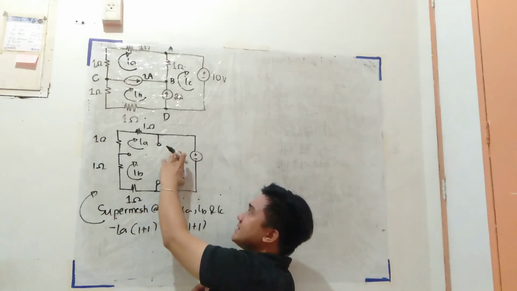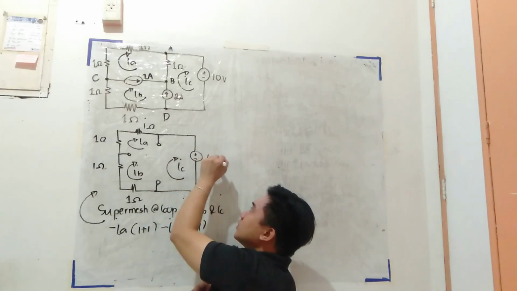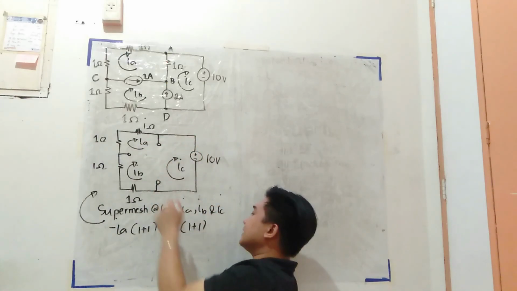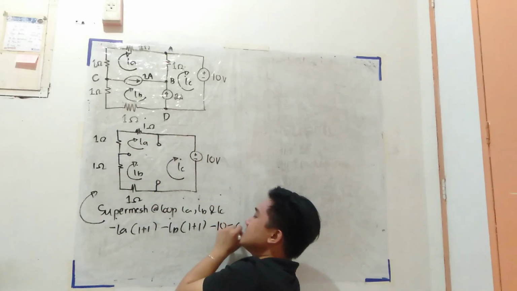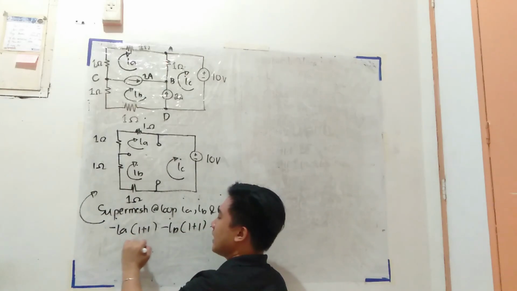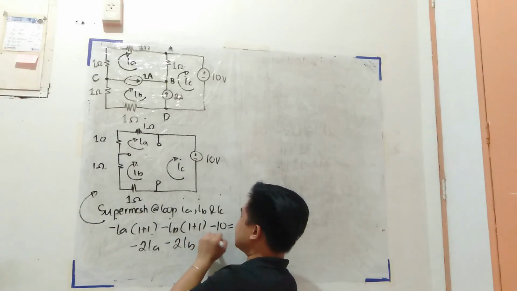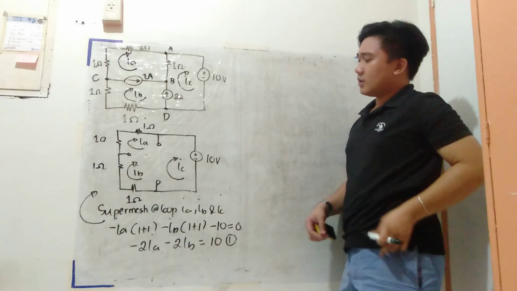Pagdating kay loop IC, wala kang ibang resistor doon. Ang meron ka lang ay voltage source. At sa pag-ikot, lumabas sa negative. So, minus 10 equals 0. So, that's negative 2IA minus 2IB equals positive 10. So, equation number 1. Okay?